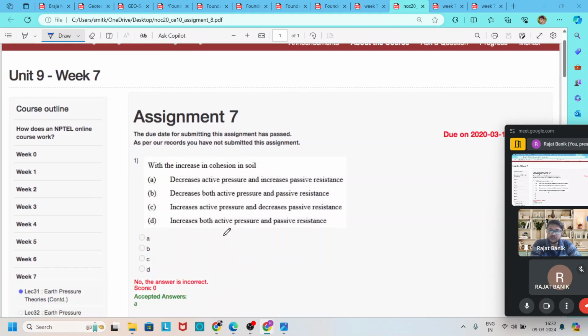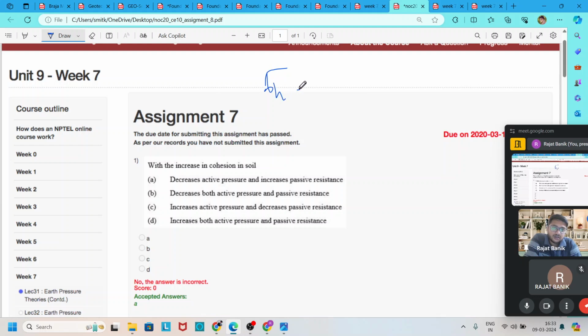The first question is: with the increase in cohesion in soil, there are four options. First option: decrease active pressure and increase passive resistance. Second: decrease both active pressure and passive resistance. Third: increase active pressure and decrease passive resistance. Fourth: increase both active pressure and passive pressure. We know the formulas for the active case and the passive case.